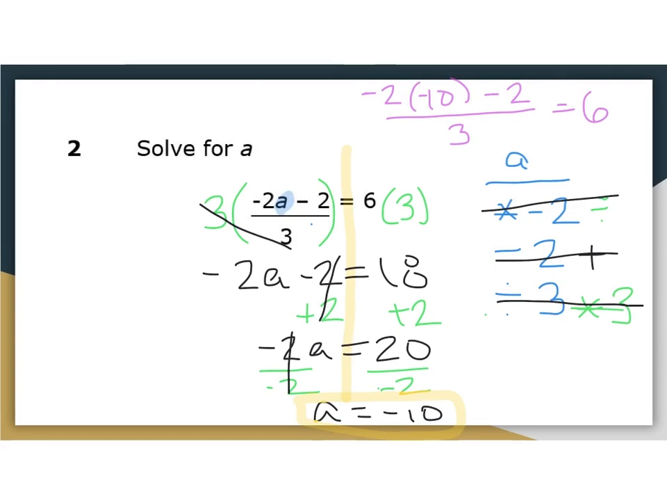So here we have -2 times -10 comes out to +20. +20 minus 2 divided by 3. 20 minus 2 is 18, and then 18 divided by 3 gives us that 6. So here we can see that it is indeed correct.